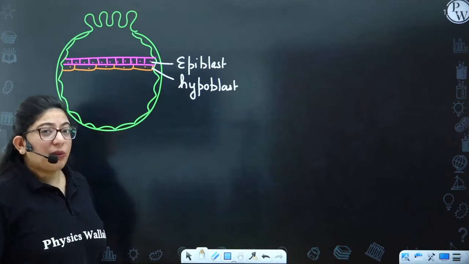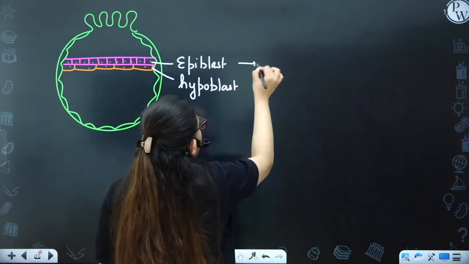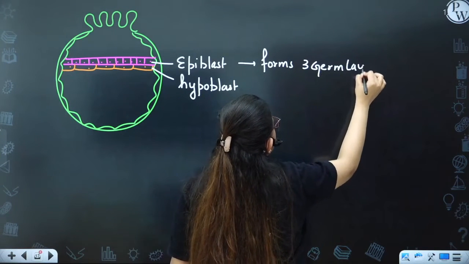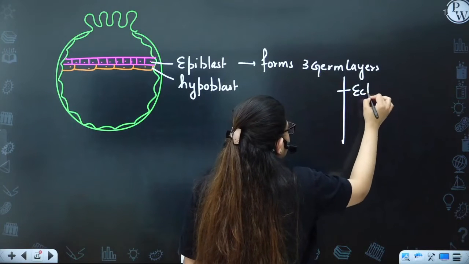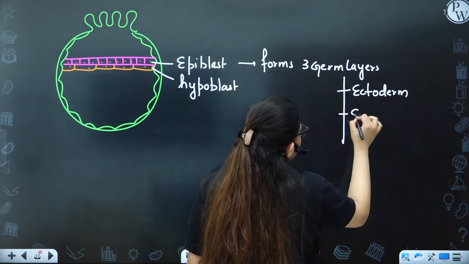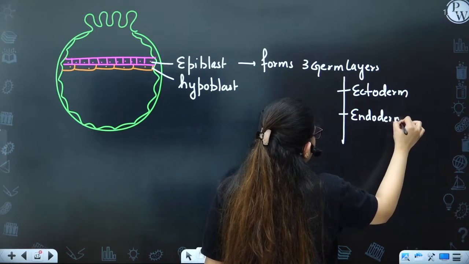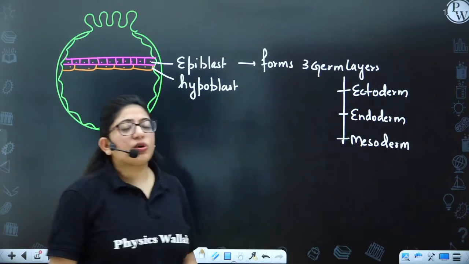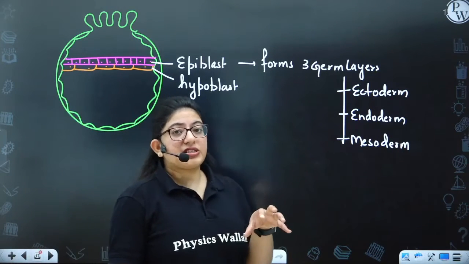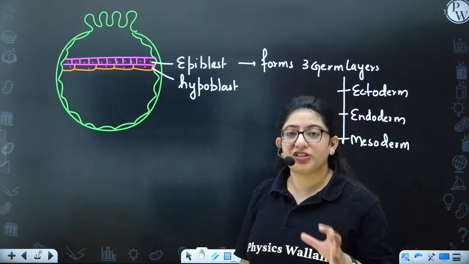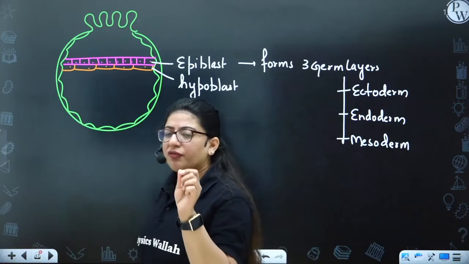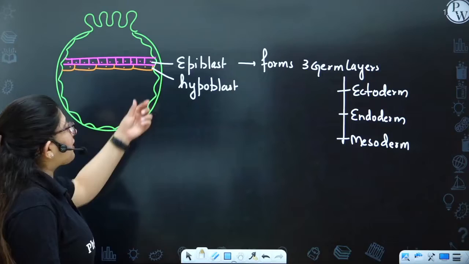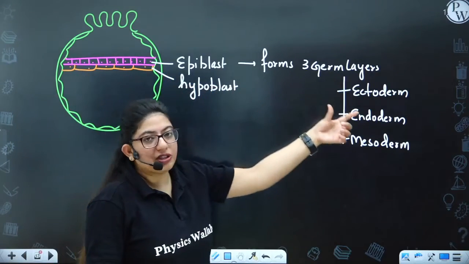Now this epiblast is the one that forms three germ layers. What are these three germ layers? That is ectoderm, endoderm, and mesoderm. Right? Ectoderm, endoderm, and mesoderm. So you also know that from all these three germ layers, the entire embryo is formed. All your body structures are formed. So if a question arises, out of which layer, the epiblast or hypoblast, the entire embryo's body is formed, you will say that's the epiblast, because it gives rise to three germ layers.